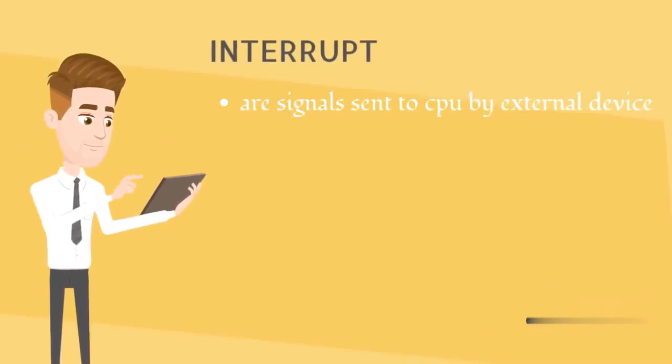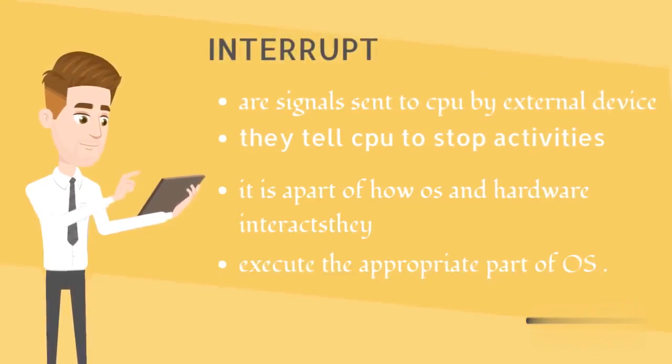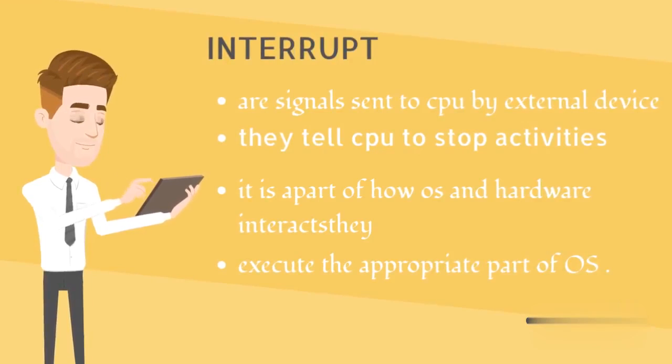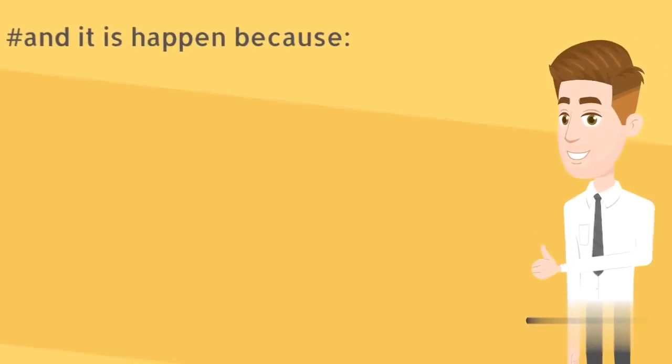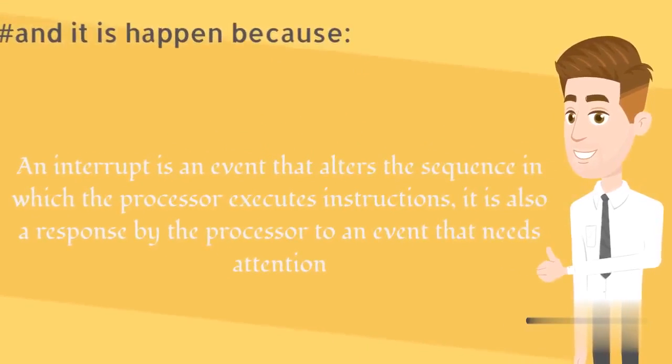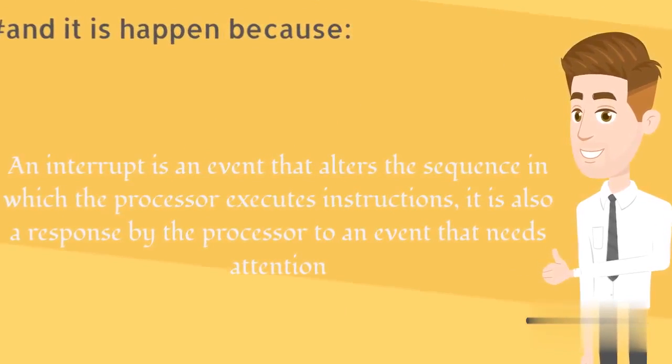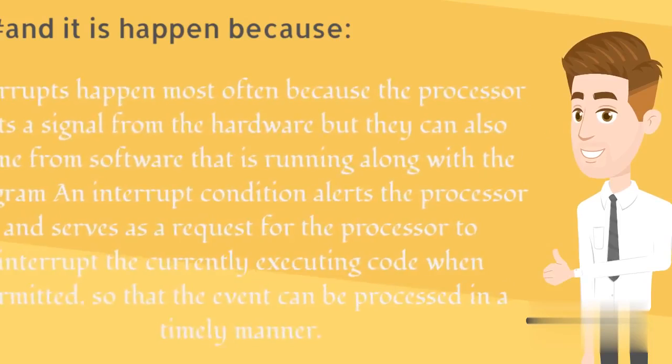Interrupts are signals sent to the CPU by an external device, and they tell the CPU to stop its activities. It is part of how the OS and hardware interact and execute the appropriate part of the OS. An interrupt is an event that alters the sequence in which the processor executes instructions. It is also a response by the processor to an event that needs attention.